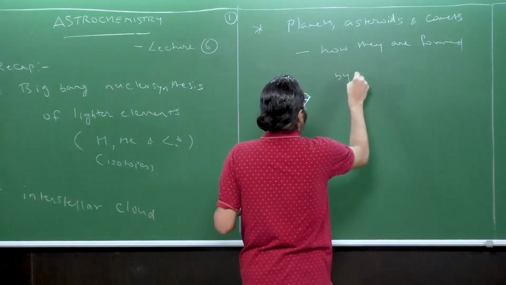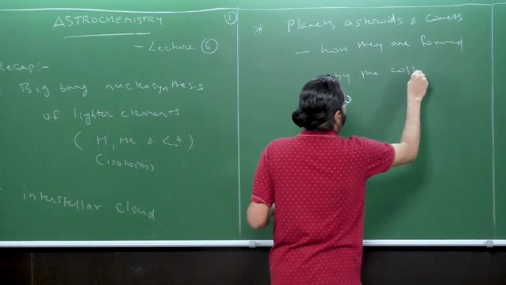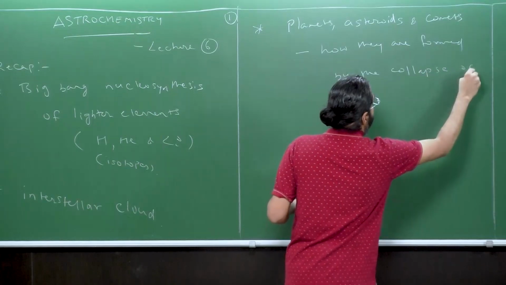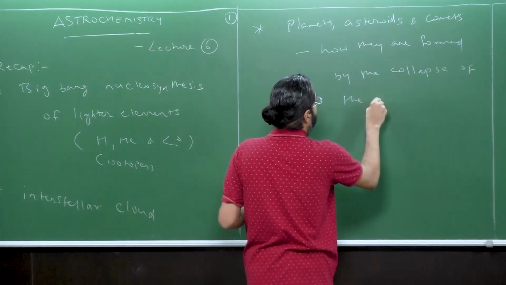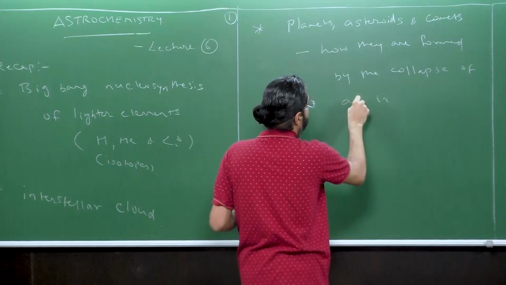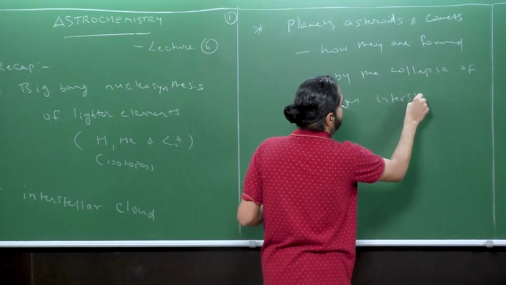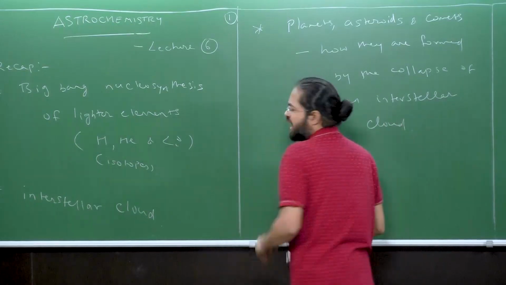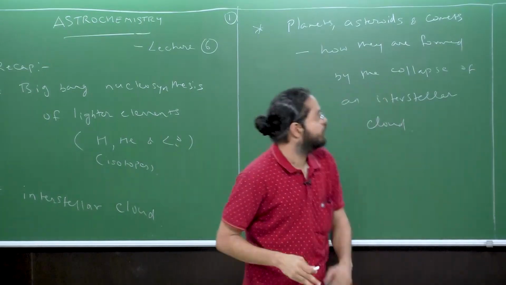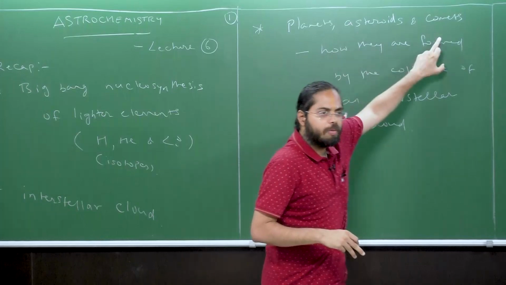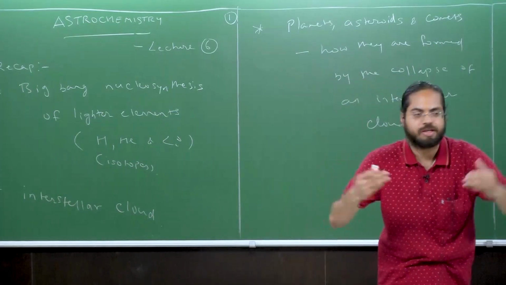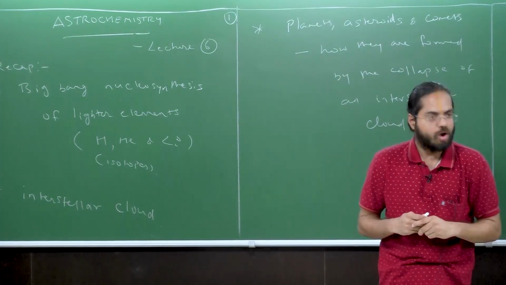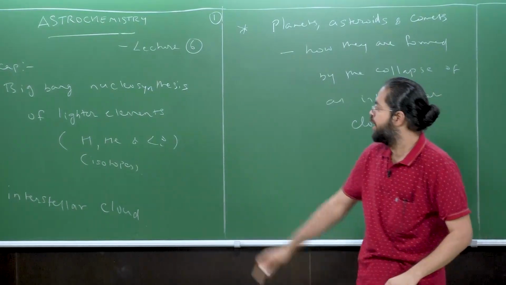How they formed by the collapse of an interstellar cloud. And we also briefly looked into the differences between planets, asteroids, and comets, and the different types of chemistry that they bring into the table. All right, are we clear? So this is where we stand.